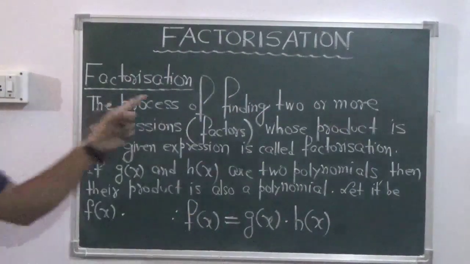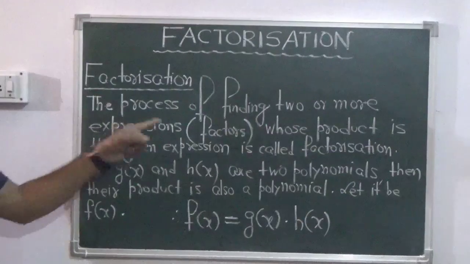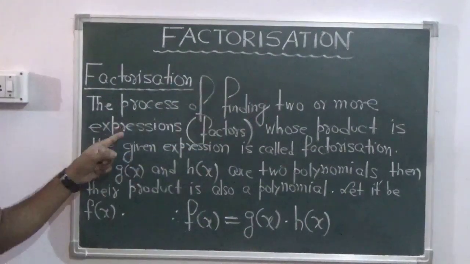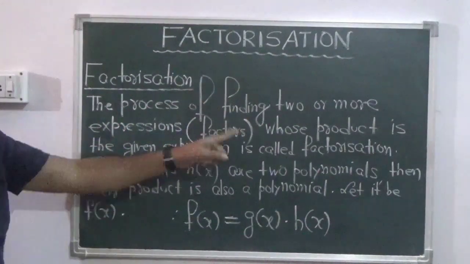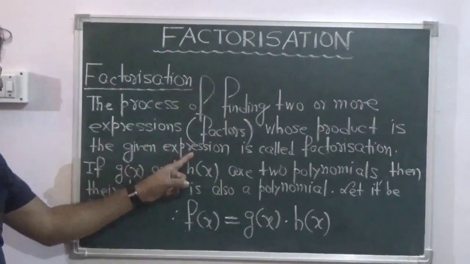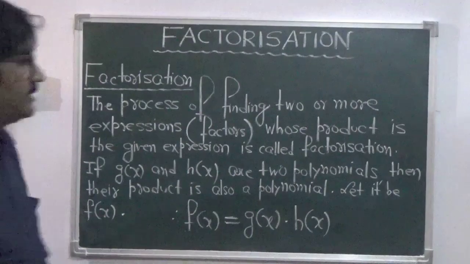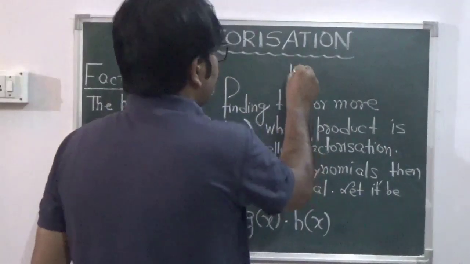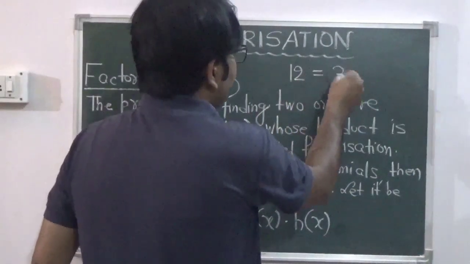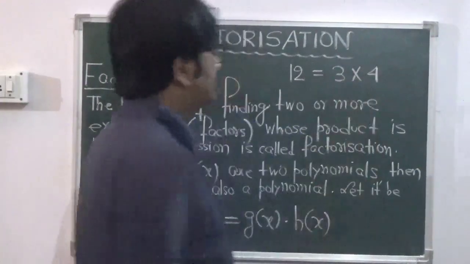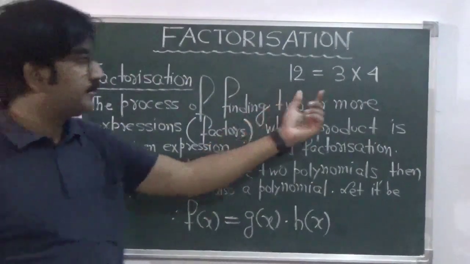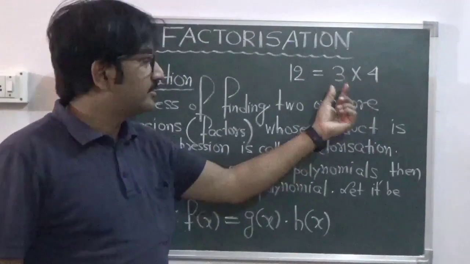Here we have the definition of factorization. The process of finding two or more expressions or factors whose product is the given expression is called factorization. What is the meaning of this statement? For example, if we have 12, we can write it as 3 multiplied by 4. So 12 can be written as a product of two different numbers, 3 and 4.